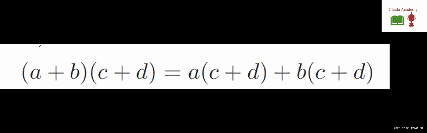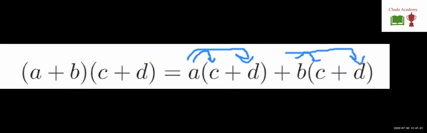Okay, is it clear? We multiplied this bracket by a and by b. After this, we need to expand. We start expanding: ac plus ad plus bc plus bd. And this is what we obtain. Is it clear? If you want, I can explain it again. No, it's okay.